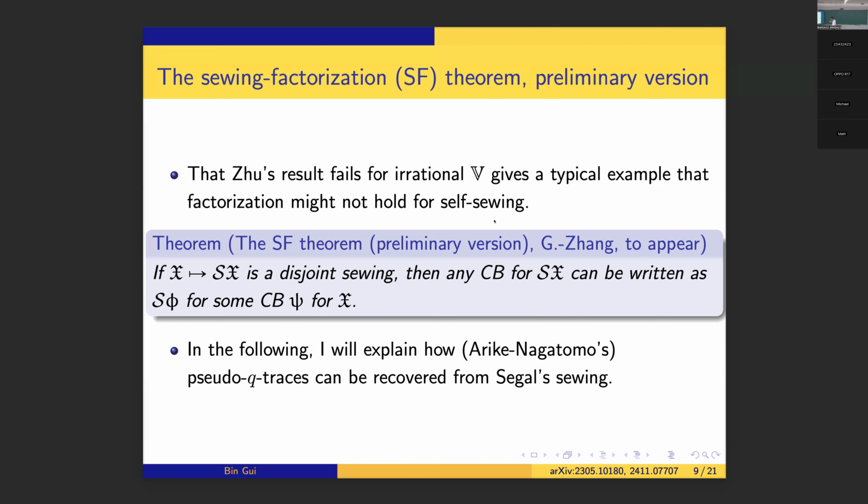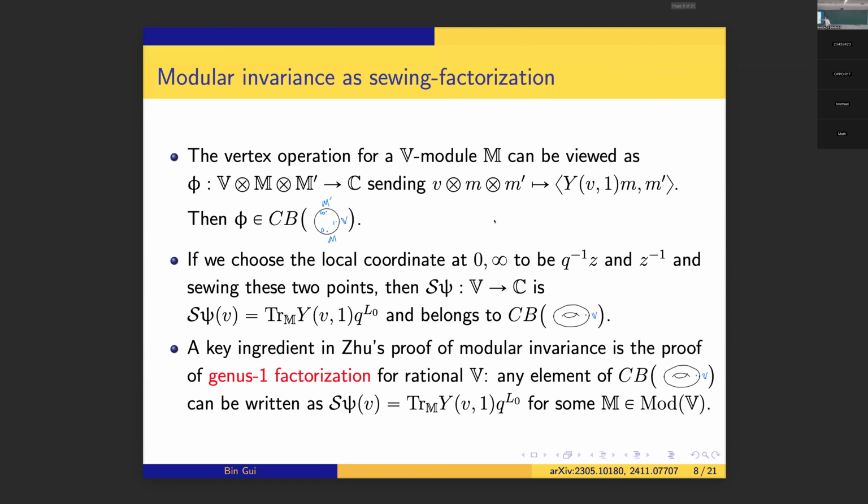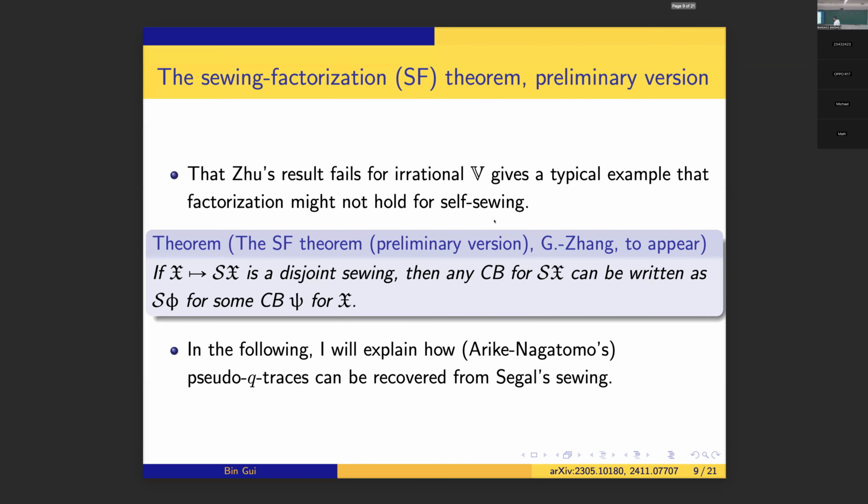It shows that it is a typical example showing that if your VOA is not rational, then the factorization might not hold for self-sewing, because the first picture is a self-sewing, right? You sew these two points, you get a torus. This is self-sewing, and it suggests that the factorization does not hold in general if your geometric setting is a self-sewing.